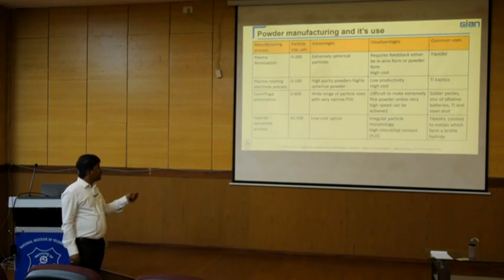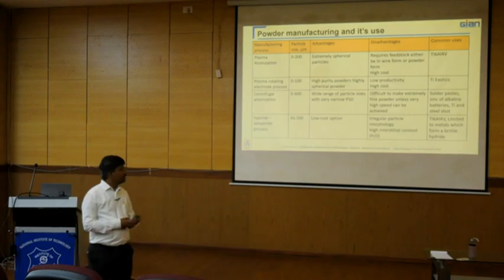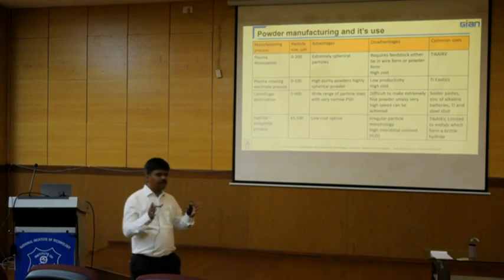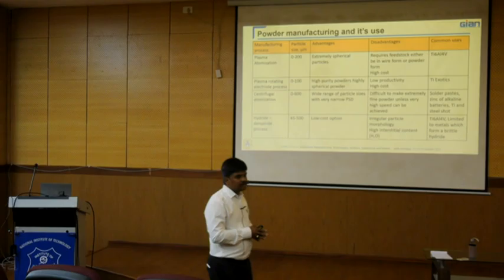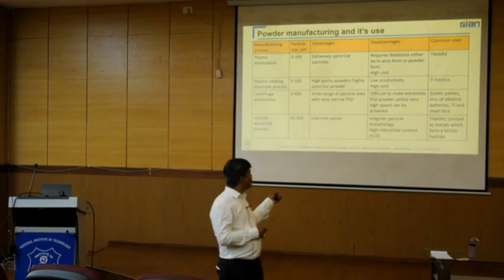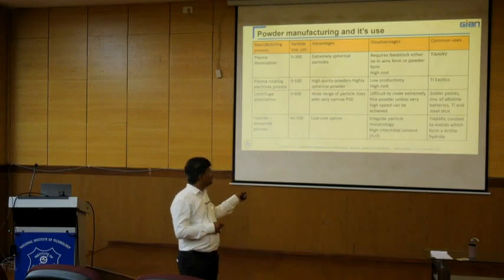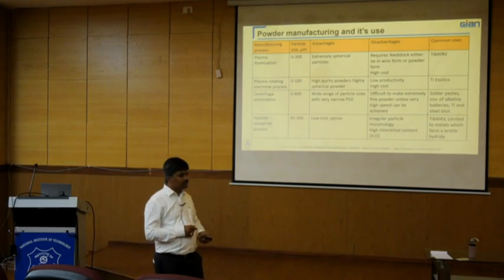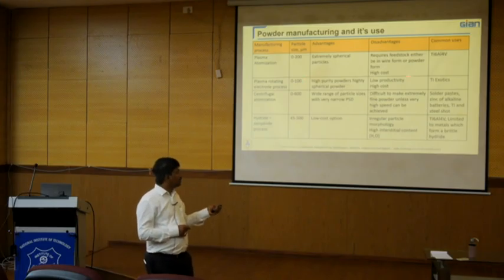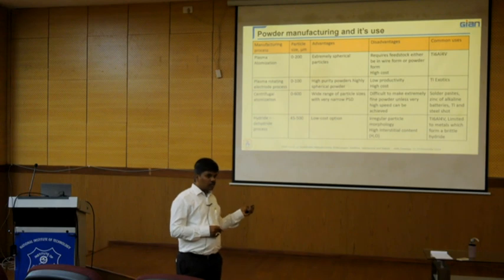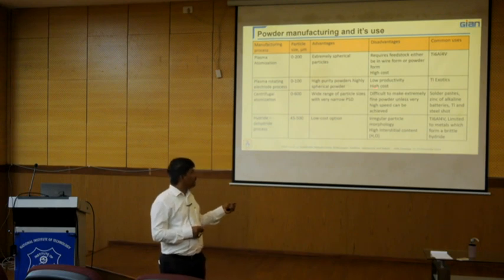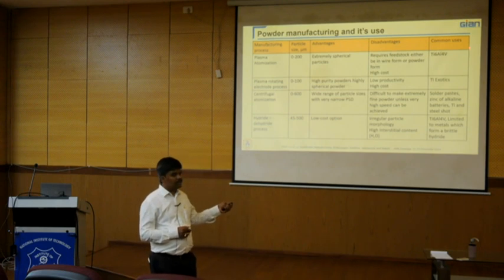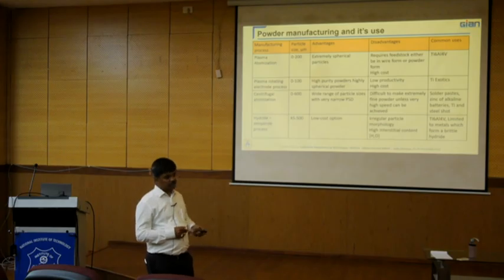Another one is plasma rotating electrode atomization. There we get a still further decrease in the particle size distributions. From 0 to 100 microns we can get high purity, highly spherical powder particles, but the powder production is very, very low. That is low productivity and high cost, so it is used for titanium exotics.